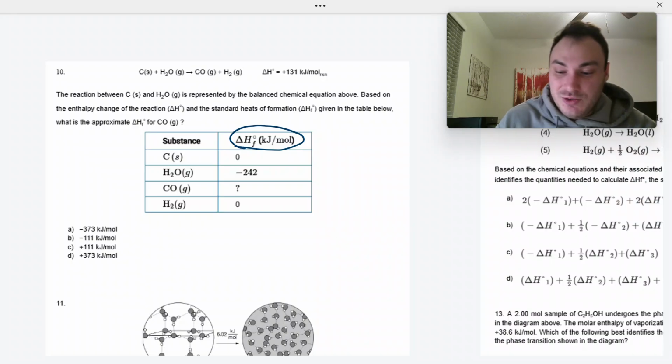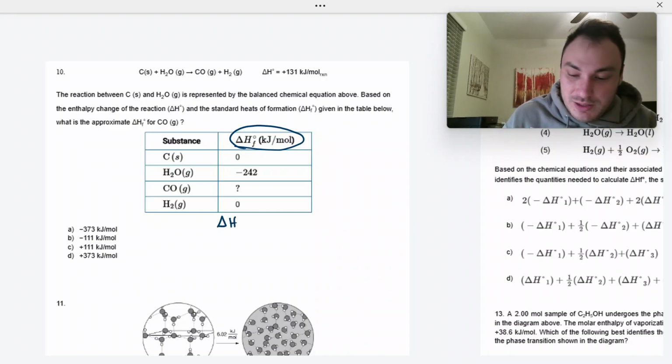I wish I had my equation sheet, but I don't. Luckily, I'm like a super genius when it comes to chemistry, and I just remember these things.